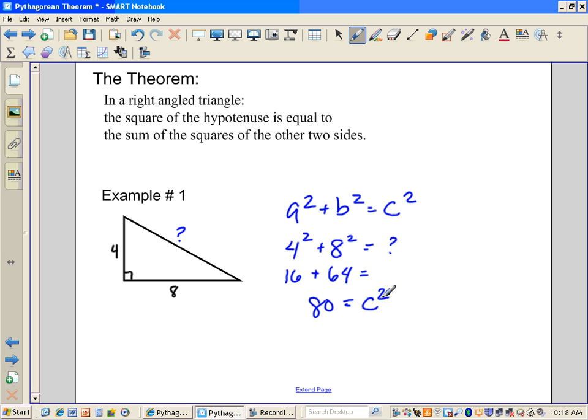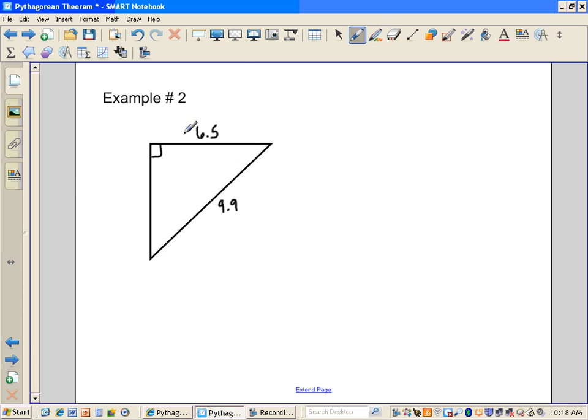So in order to get just c by itself, we take the square root of that to see what c is equal to. The square root of 80 is 8.9. And I do want to keep the decimal. We're not going to be rounding these to whole numbers. So 8.9. Great. That's if you have the two lengths of the legs. The other way that we use the Pythagorean theorem is if we have one of the legs and the hypotenuse.